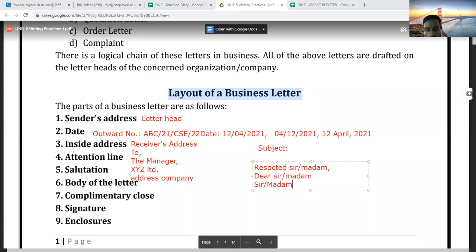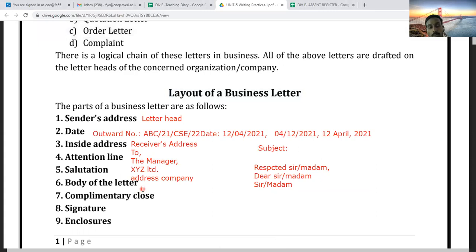So that is called salutation. Then next point, this is body of the letter. When you think of body of the letter, what do you understand by this? Now, actual letter that you people have to write down. So minimum 2 to 3 paragraphs should be there.